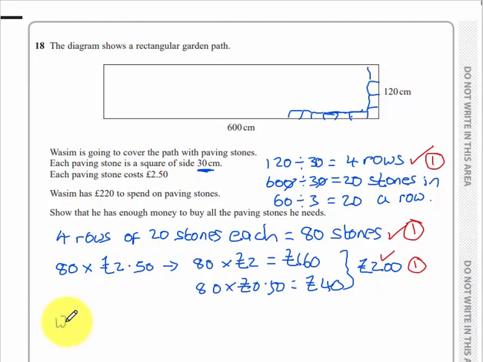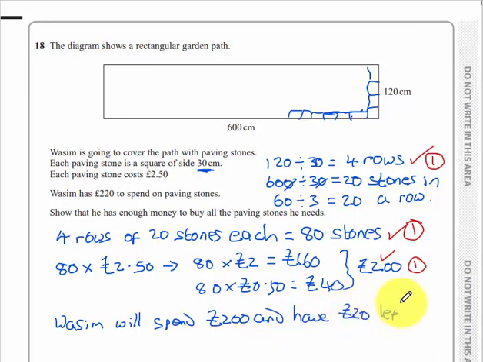So Wazim will spend £200 and have £20 left. And it is important you take that moment just to state the obvious, so that you've shown that you can see that he can afford it, just as the question said he could. And I have my 4th mark.